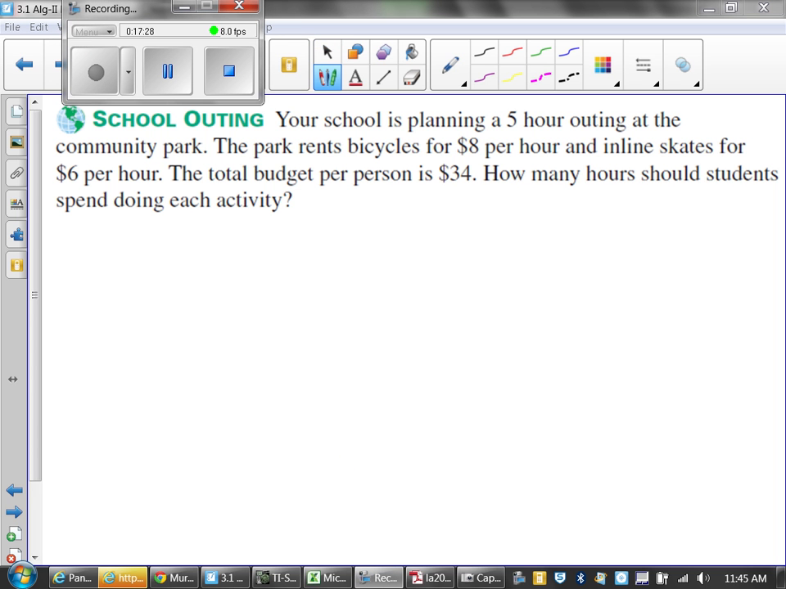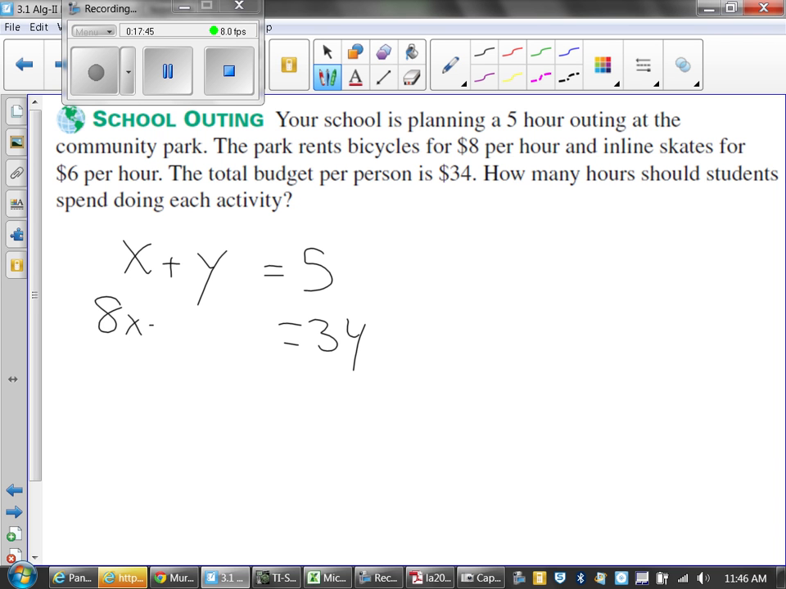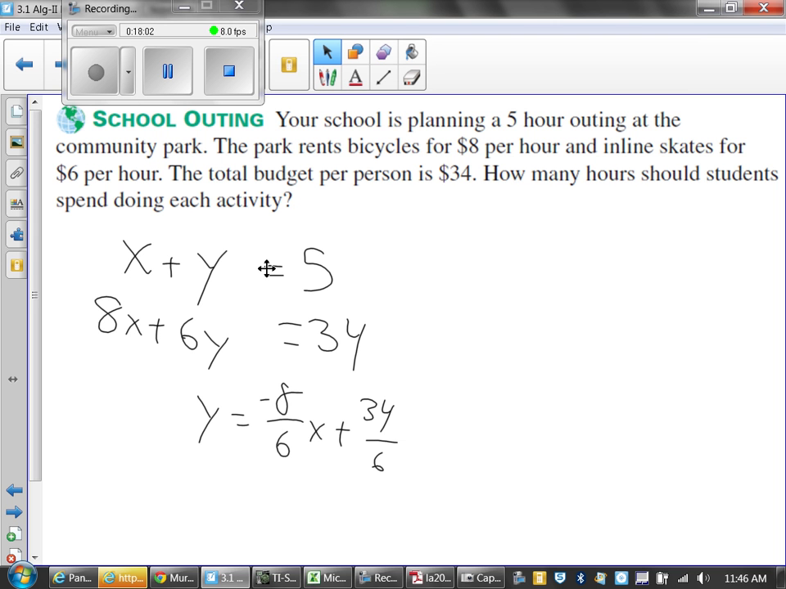Hours and money. How many hours are you spending biking? 6 hours. And then we do our system. Negative x plus 5. The other one would be... I would write it out so that way you can solve for y real quick. That way you make sure you don't type it in incorrectly.